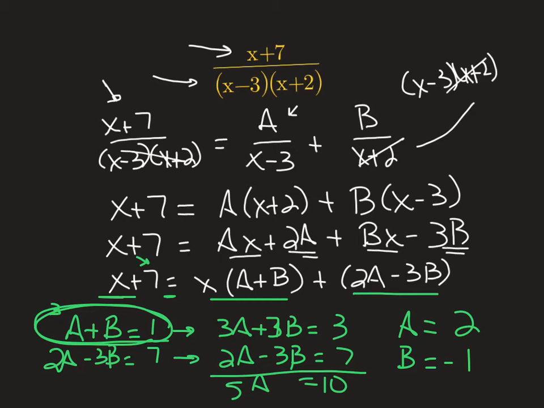All right, so here I go. To write my final answer, my partial fraction decomposition, I'm decomposing this big fraction into two pieces. I'm going to take this 2 and the negative 1 and plug them in right there where I started. So it's going to look like this.